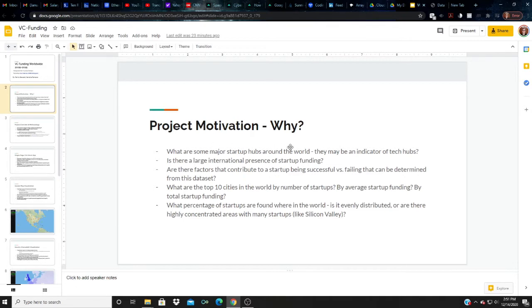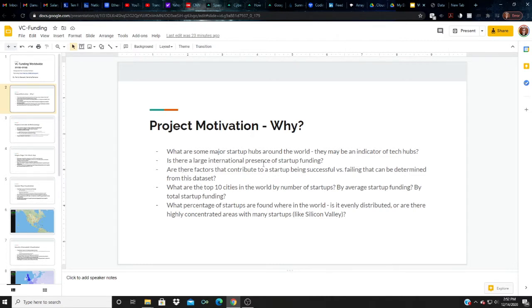So that was our hypothesis, that by looking at startup hubs, you could also find places that might be a good place to work as a software developer. So is there a large international presence of startup funding? Is most of the funding, or most of the startups, in the United States? Beyond the United States, how are the funding and startups distributed throughout the world? Are there some countries that have a lot of startups or funding, and maybe why.